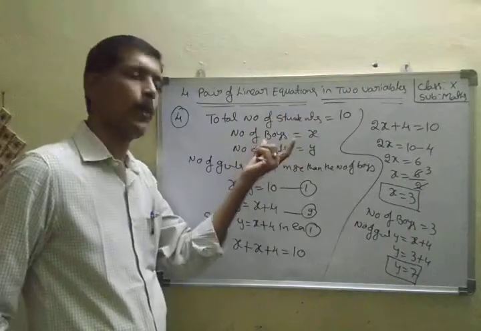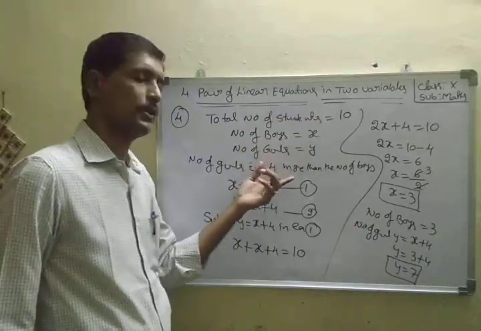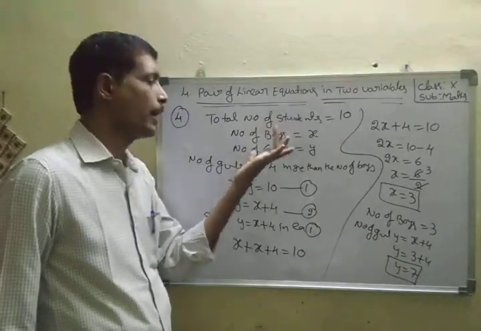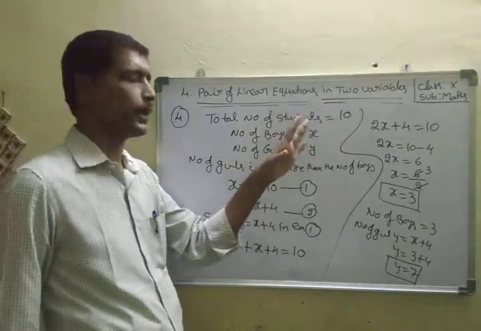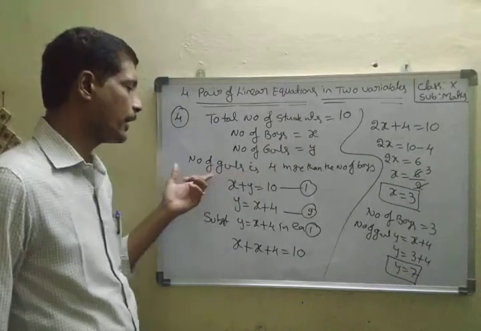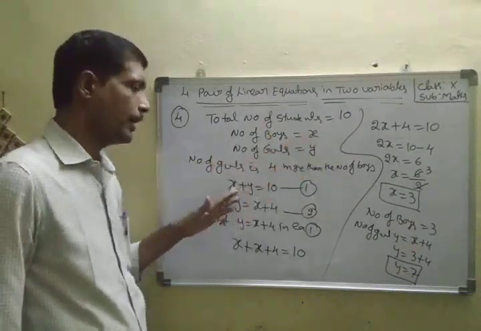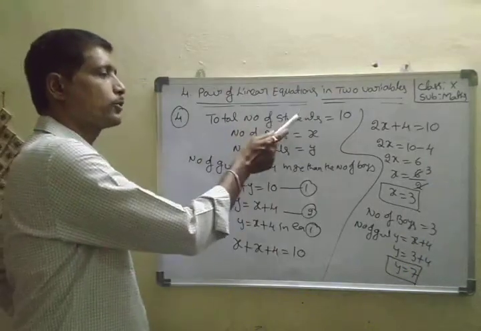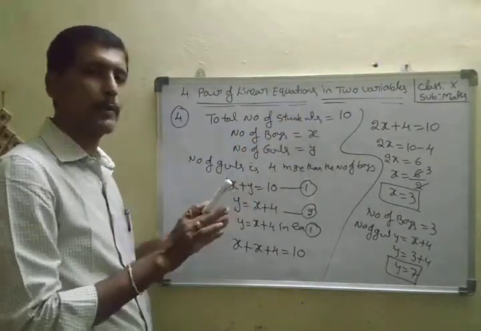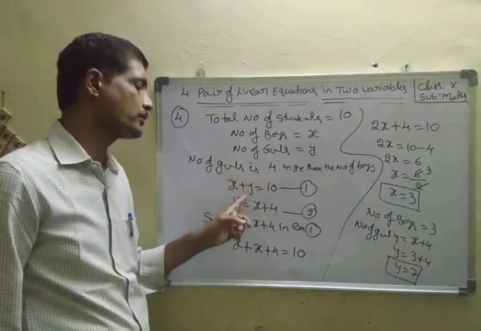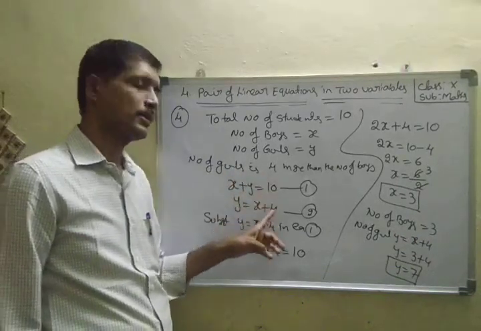Here total number of students equal to 10 members. Here let number of boys equal to x, number of girls equal to y. Otherwise you can take boys equal to a, number of girls equal to b. Whatever it will be, your choice. Here one condition is given, number of girls is 4 more than the number of boys. Total number means boys and girls. Therefore x plus y equal to 10. Here number of girls, that is y equal to x plus 4.